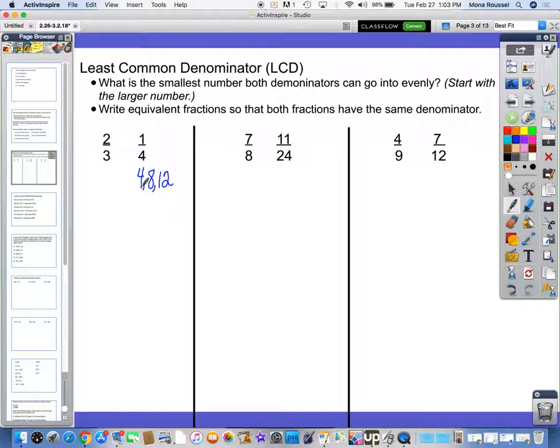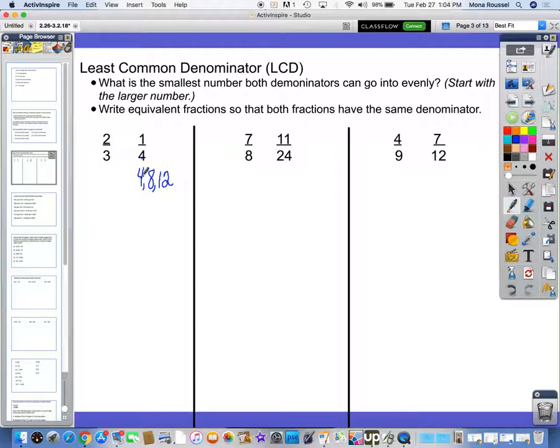And all the multiples are the answers to the multiplication facts for 4. But like I mentioned a moment ago, we don't use 0, even though 0 is the first multiple, because we can't use a 0 as a denominator. So 4 times 1 is 4, 4 times 2 is 8, 4 times 3 is 12. And we'll keep listing these multiples until we get to one that 3 can go into evenly.